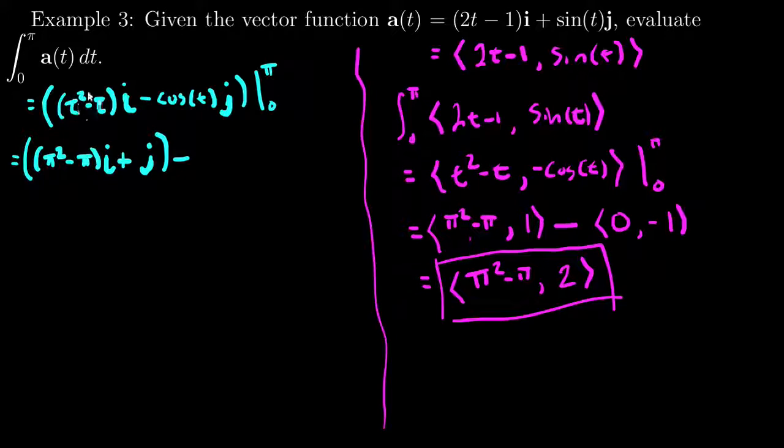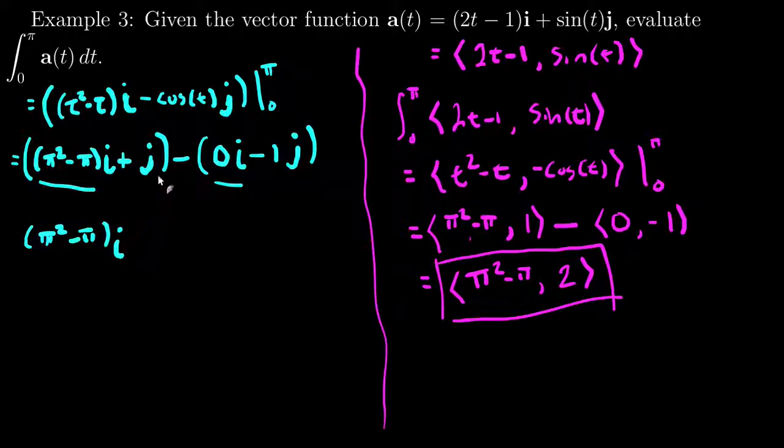minus, putting in 0, 0 squared minus 0 is 0, so I have 0i. I'll put this in here, but you don't need to write it. And I have cosine of 0 is 1, negative 1 j. And I can see that combining like terms, pi squared minus pi i minus 0i is pi squared minus pi i. j minus negative j is 2j, and we get the same solution.